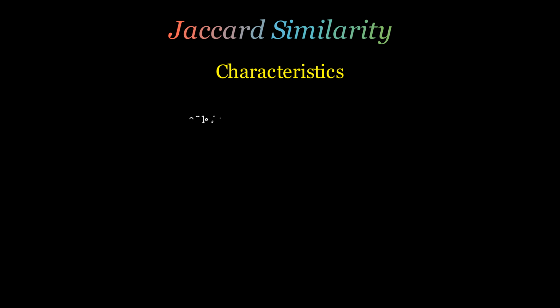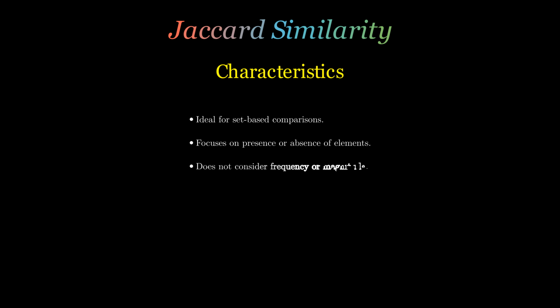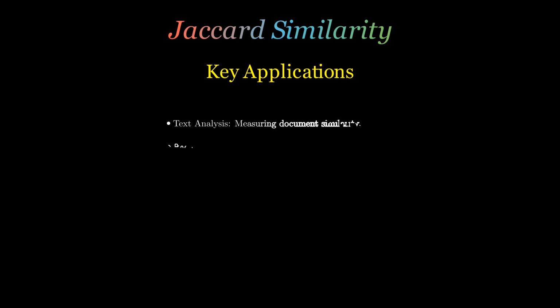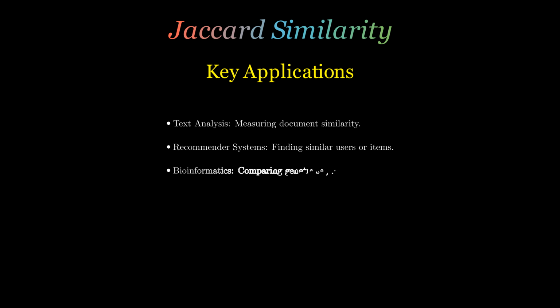Jaccard similarity has notable characteristics. It is ideal for comparing sets where the presence or absence of elements is important. However, it does not consider the frequency or magnitude of elements, which can be a limitation in some applications. Jaccard similarity is widely used in various fields. Some of its key applications include text analysis for document similarity, recommendation systems for user item similarity, and bioinformatics for comparing genetic sequences.